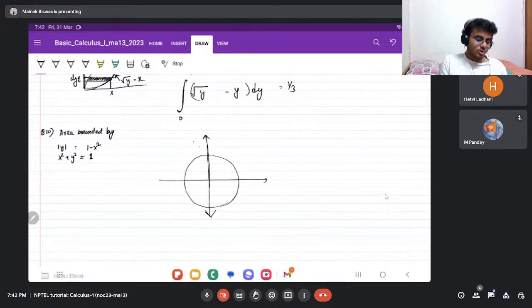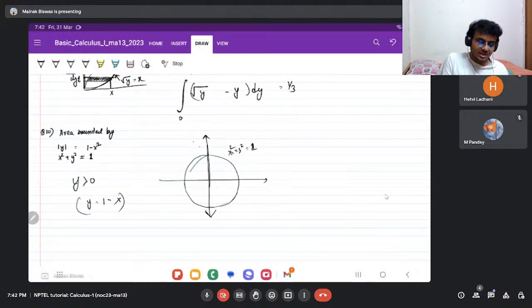Okay, so this is a circle, x square plus y square equal to 1. What is it for y greater than 0? y is equal to root of 1 minus x square. It's an upper part. Do you agree that it is an upward opening parabola? Something like this. We'll see why it is below and why it is not above. Do you agree? This is your y equal to 1 minus x square.